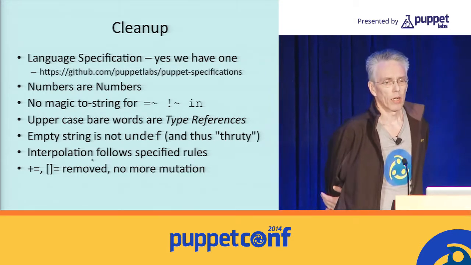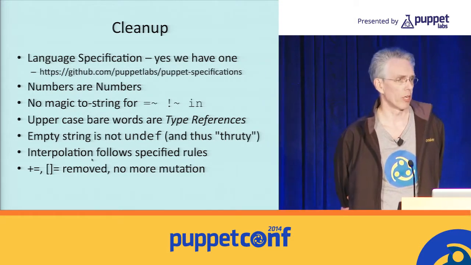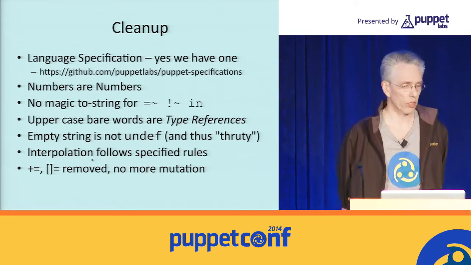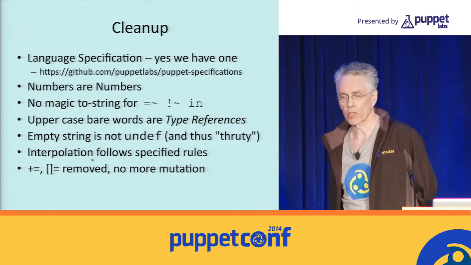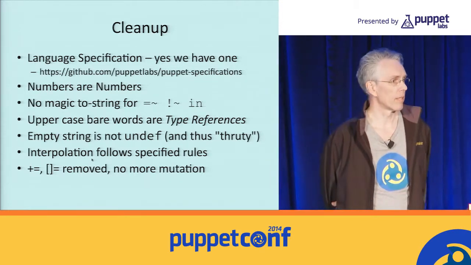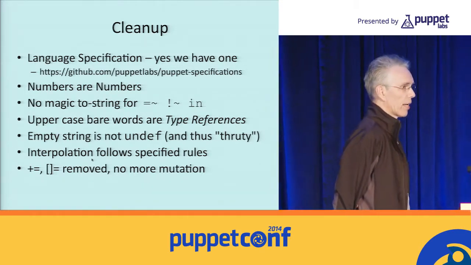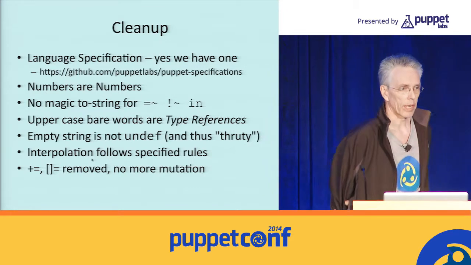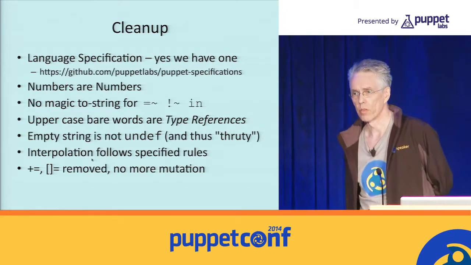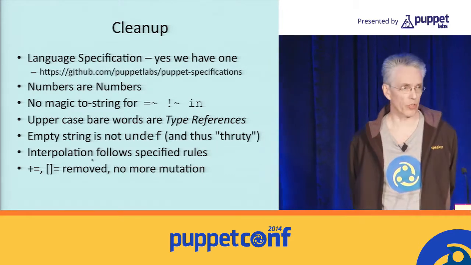Another change is uppercase bare words. If you write a word that is not quoted, it's text, and it starts with an uppercase letter, then that is always a reference to a type of some sort, like Integer or File or Package. They are no longer strings.